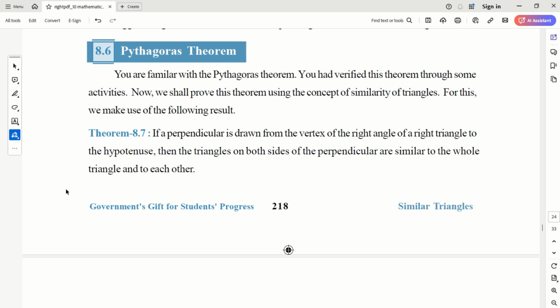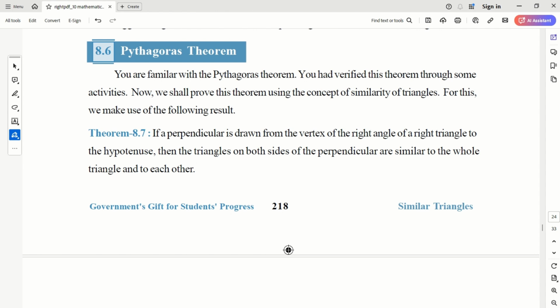Next, let's learn the Pythagoras theorem now. Okay, we have used the Pythagoras theorem so many times, and Pythagoras is the famous mathematician who has proposed a few theorems on right angle triangles. Okay, so let's learn them.